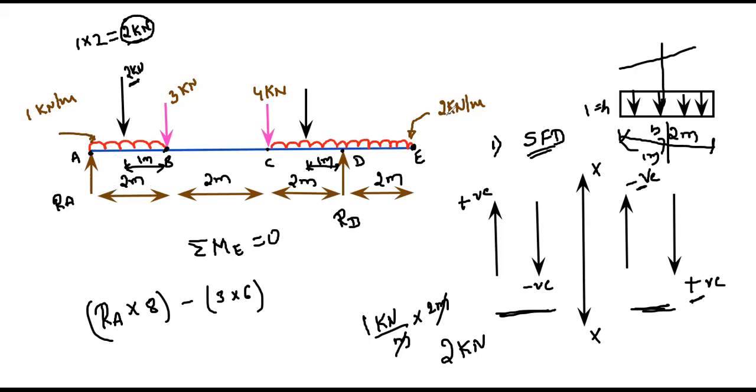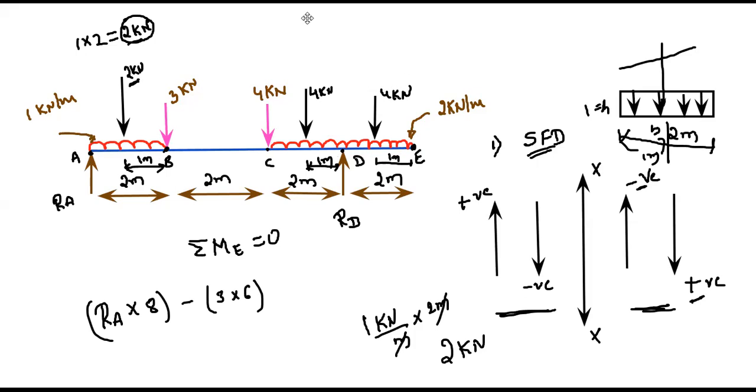Again here the load intensity is 2 kilonewton per meter and the length is 2 meters. 2 into 2 is 4, so this 4 kilonewton acts at the middle, at a distance of 1 meter. So here we have converted this UDL into a point load. This should be 4 kilonewton. I hope it is clear now.